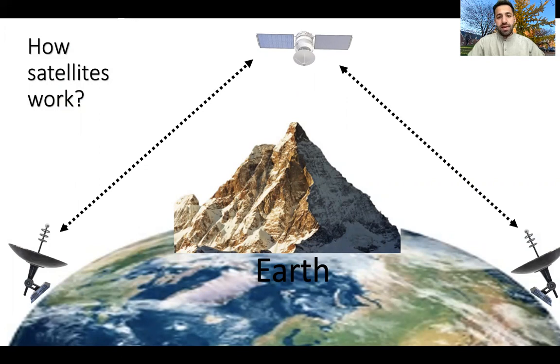So we can say that a satellite is kind of like a repeater. It takes signal from a transmitter, processes it and broadcasts it to the users on the other side of the planet or on the other side of the continent.